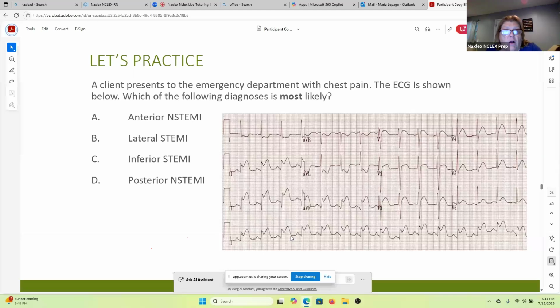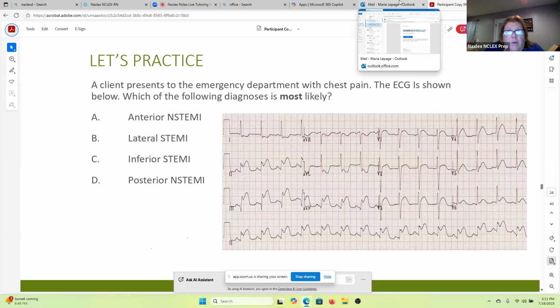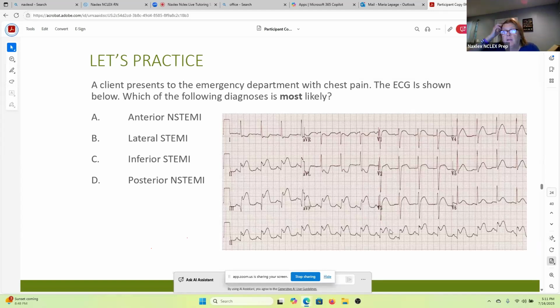So this is what we call an ST elevation, because you see it kind of runs off and it's quite elevated. The other name that we use for this is tombstones. They look like tombstones if you go to a grave site, right? They kind of look like tombstones.